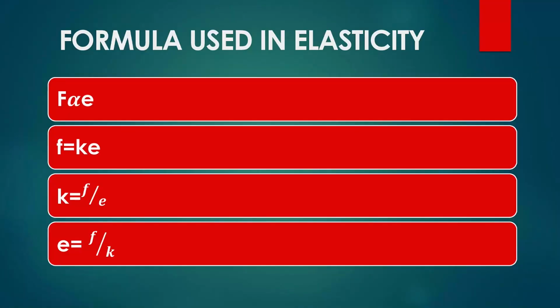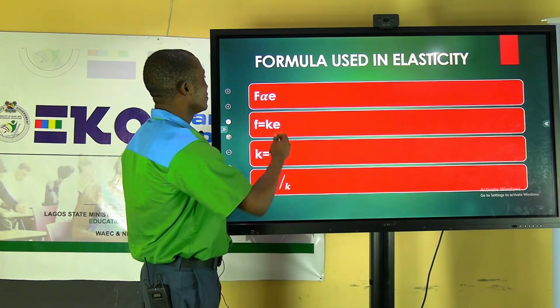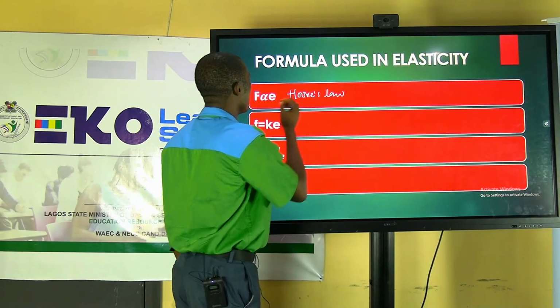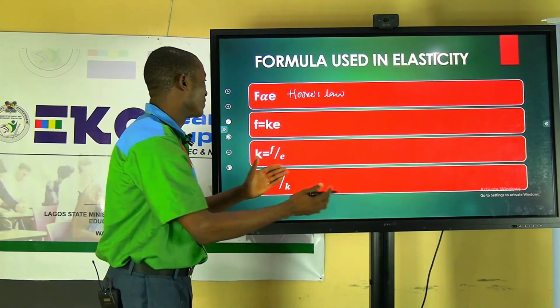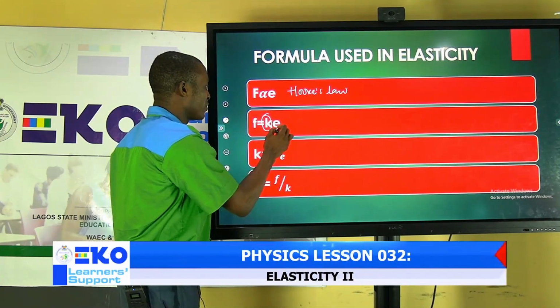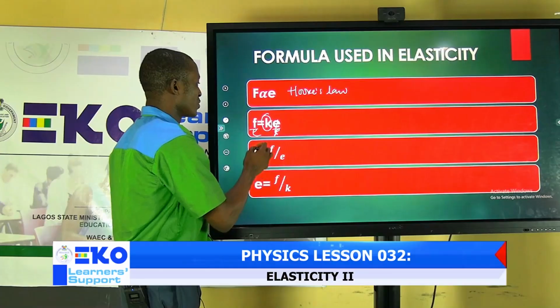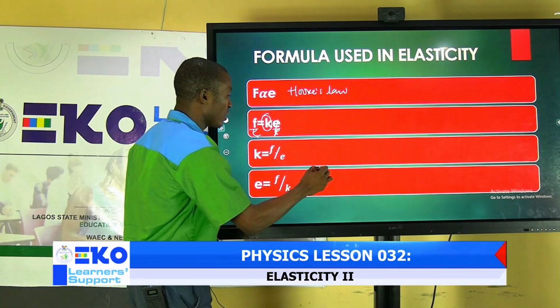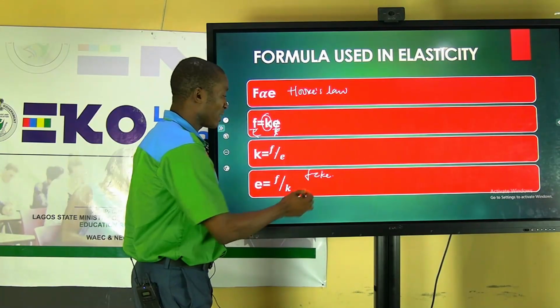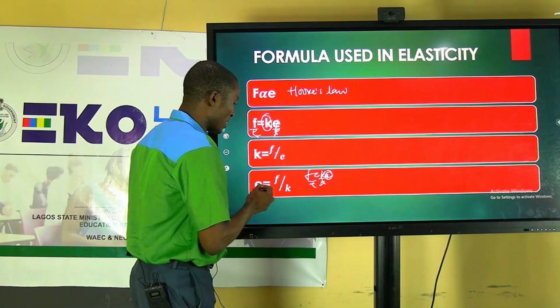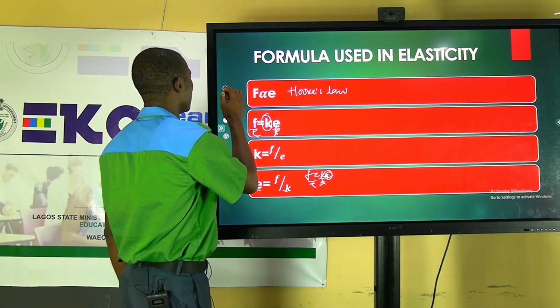Now, these are the formulas we are going to make use of in elasticity. From the relations that we have from Hooke's law, we know that F has a direct relationship with E. Then we have F equals KE. Making K the subject of the formula by dividing both sides by E, you are going to have K equals F over E. Also, from F equals KE, if you are making E the subject of the formula, divide both sides by K. So you're going to have E equals F over K. That's what you have here.